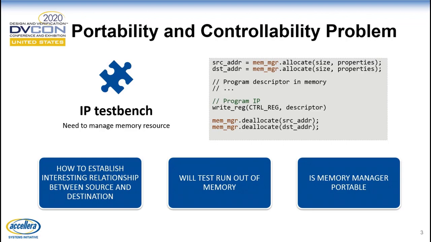So this code here, which I'm showing, is using one of these memory managers. It could be in any language, like SystemVerilog, C++, SystemC. Now, the problem is you see the source and destination on the top, and you want to create some interesting relationship between those, to do some corner cases. Well, this is a procedural interface. How do you get a source address that has some interesting relationship with destination? Well, think about it. And then if you have a large IP-based test, will this test run out of the memory? How do you manage that? Is this memory manager portable? Can it go to your subsystem, SoC, or even post-silicon?